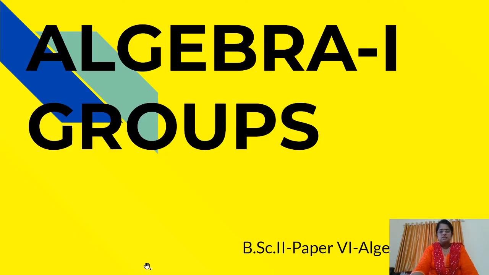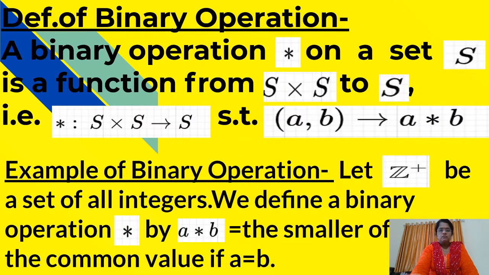Today we will see groups from algebra. First, let us see what is the definition of binary operation. A binary operation star on a set S is a function from S cross S to S, and it is written as star from S cross S to S such that (A, B) converts into A star B.